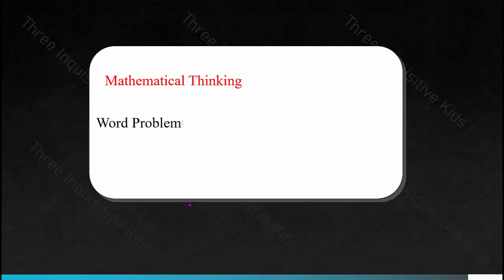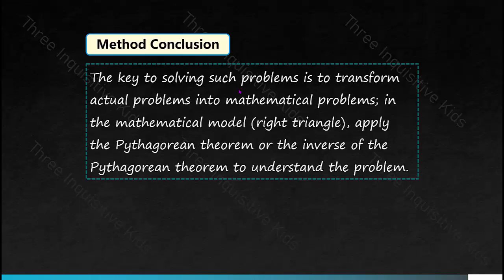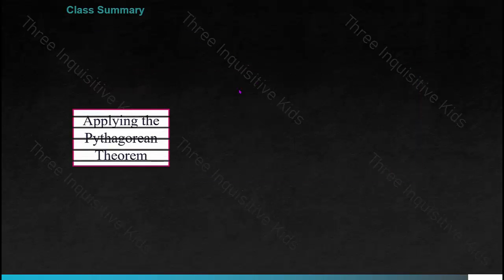So here's how we can analyze word problems with mathematical thinking. We can first turn the word problem into a math problem by modeling. So method conclusion, the key to solving such problems is to transform actual problems into mathematical problems. In the mathematical model, a right triangle, apply the Pythagorean theorem or the inverse Pythagorean theorem to understand.